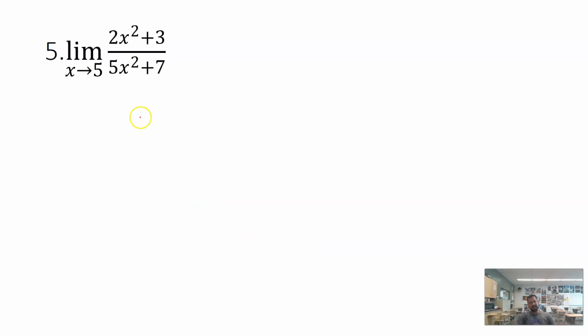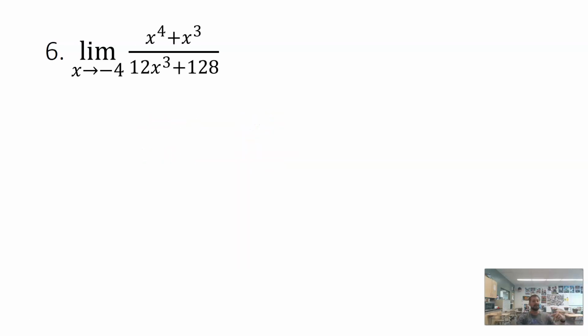On this one, I take 5, I plug it in, 2 times 5 squared plus 3. That is 53 on the top. On the bottom, 5 times 5 squared gives you 125 plus 7 more is 132. And the reason why that one's on there is, that's just a strange number. You don't see that very often, but that happens from time to time. You get weird answers, and they're the right answers.